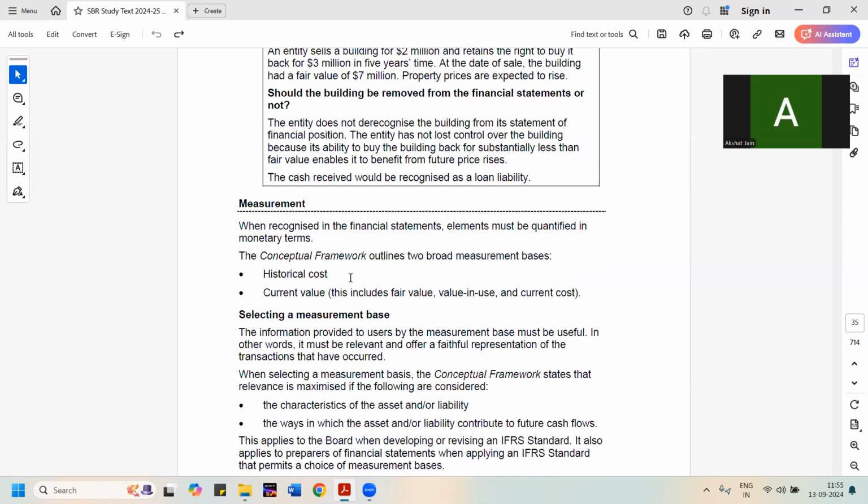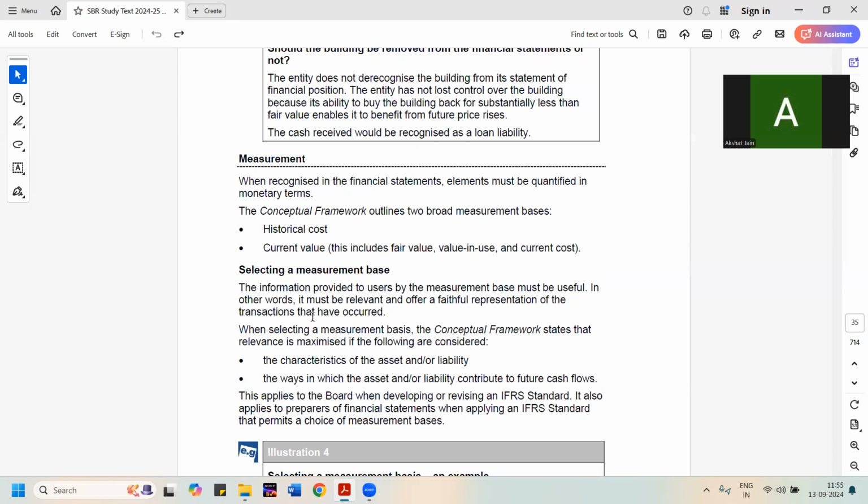Measurement. Recognized elements must be quantified in monetary terms. Historic value, current value. Measurement of elements can be done in two broad measurement bases: historical cost and current value. Current value includes fair value, value in use, and, I'm sorry, current cost.